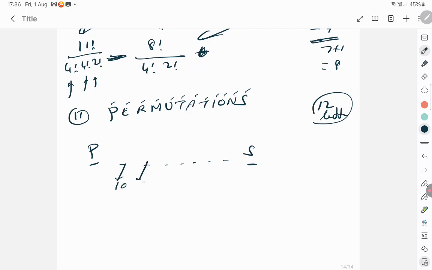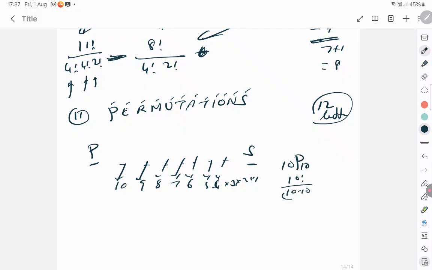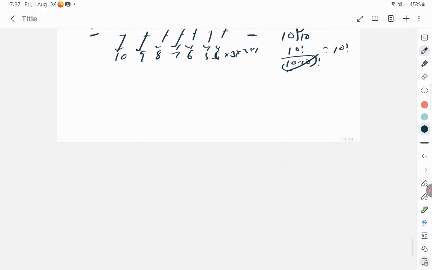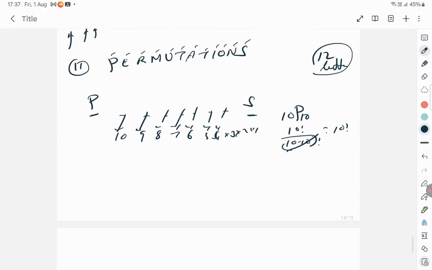Which can be done in 10 into 9 into 8 into 7 into 6 into 5 into 4 into 3 into 2 into 1. So that's all. It's basically 10 gaps and 10 numbers, 10P10, which is 10 factorial by 10 minus 10 factorial, which is 0 factorial, which is 1, and so 10 factorial is the answer. When you fix P and S, you take those away and you have only 10 gaps and you can juggle it. And any repetitions?